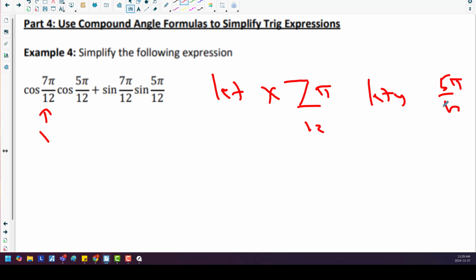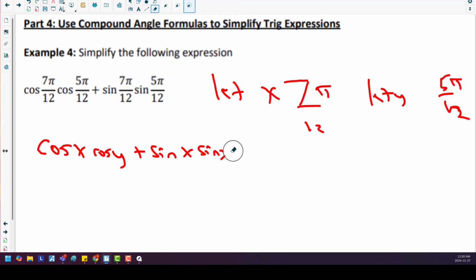So this is the same thing as. Now you don't need to do this step. If you can just go straight into it, that's fine. So this is cos x, cos y plus sin x, sin y. And if you go back to our compound angle formulas, which you need to memorize.